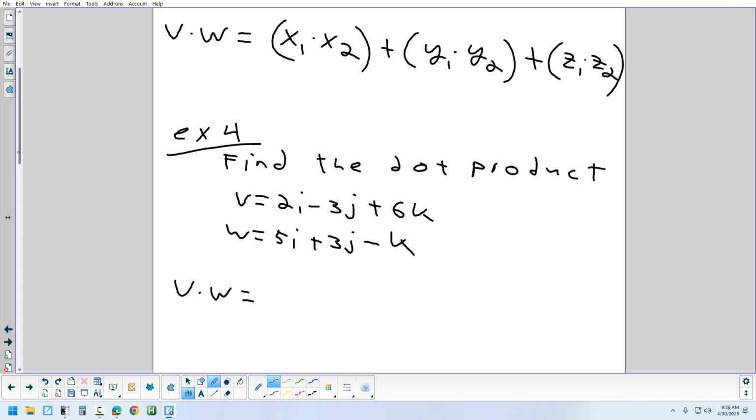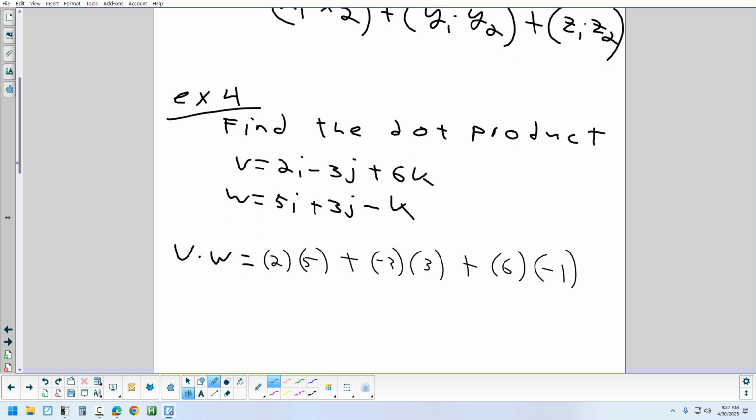So just like we do in 2D, I would start by writing down the formula and then leave space for everything you got to fill in. Okay, what am I going to fill in my first two parentheses? 2 and 5. Okay, in the next set, -3 and 3. And the last set, 6 and -1.